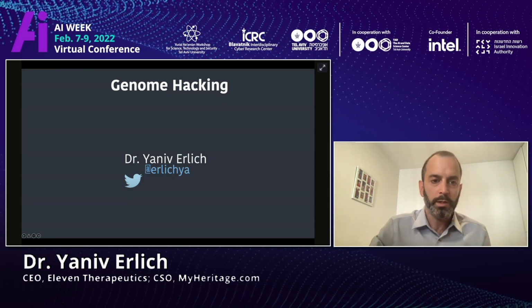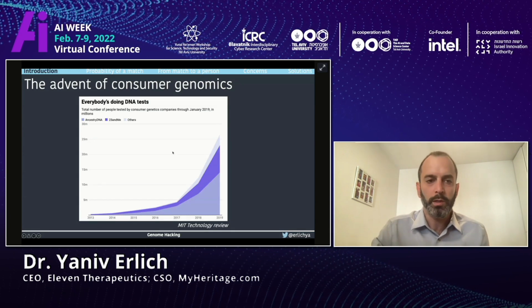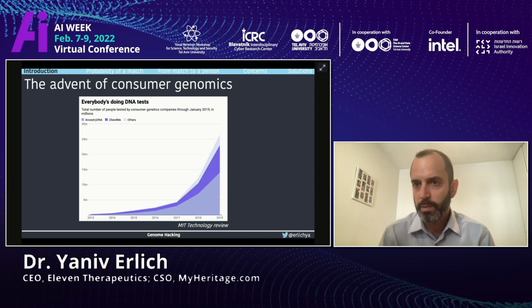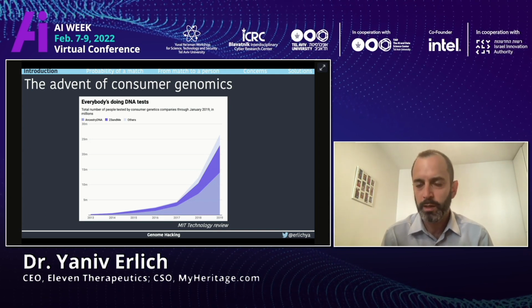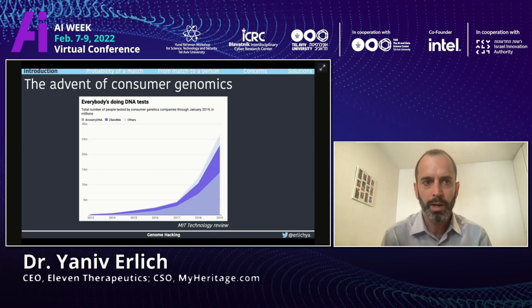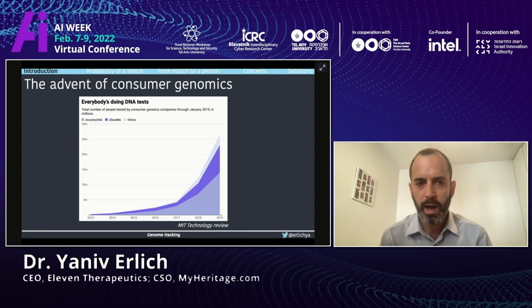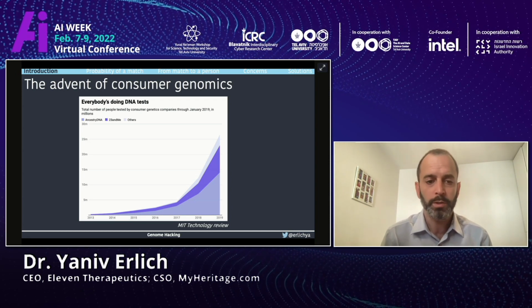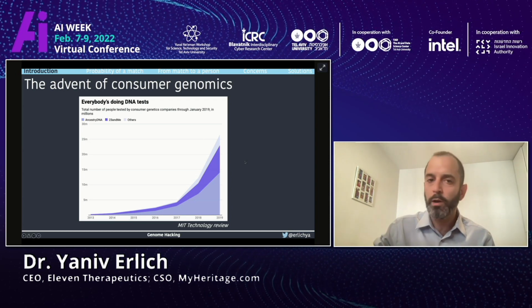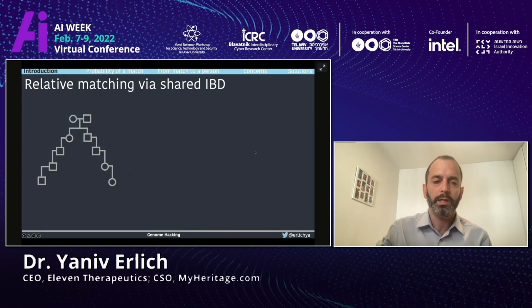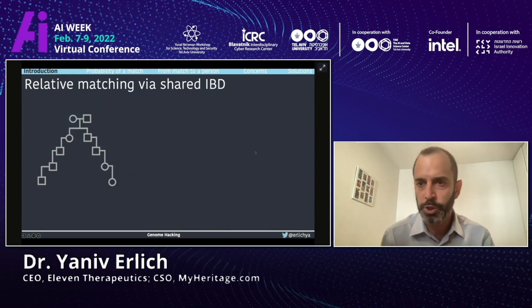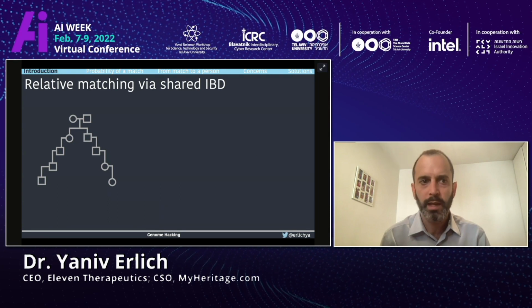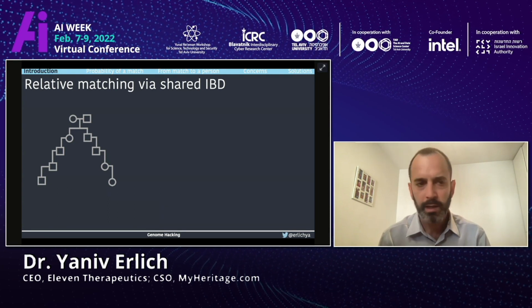So our talk begins with the advent of consumer genomics. We have multiple companies that offer these days the ability for individuals to learn about their genome. They democratize access to genomic data, and it's a lot of fun to learn about your genome, where you came from, and so on. One of the most popular features in genetic genealogy or consumer genomics is the ability to find relatives. Let's see how it works.